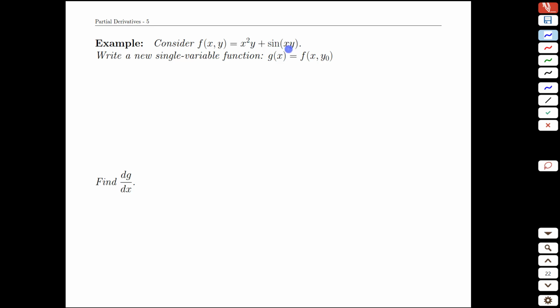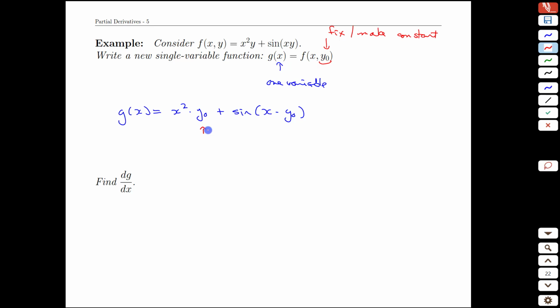Here's a reasonably complicated function of x and y. What we're going to do is make this a new function, g of just x, one variable. And what we're going to do to achieve that is just fix or make constant that y value. All right, well, if we do that, our g of x is going to be x squared times y naught plus sine of x times y naught. And so again, what we're imagining now is that these two y naughts are constant.